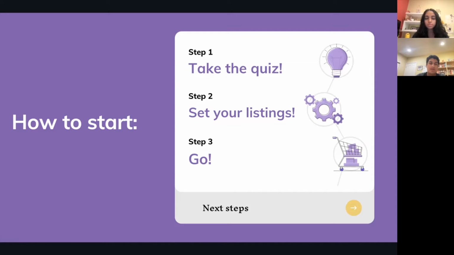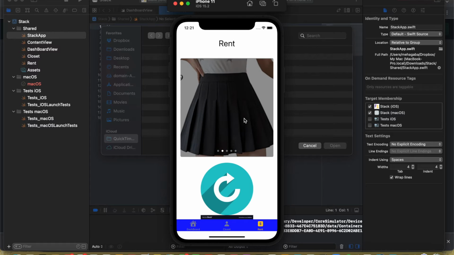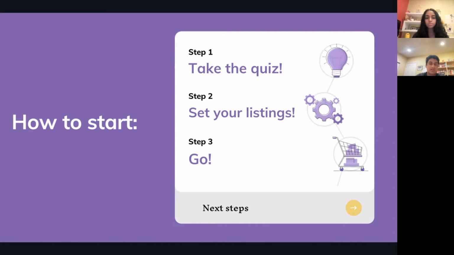Finally, we have the Rent page. In the Rent page, suggestions for clothes you might want to rent according to your style preferences are given out by an AI. And then we have the Chat function. The Chat function allows you to discuss price and timing with other renters.